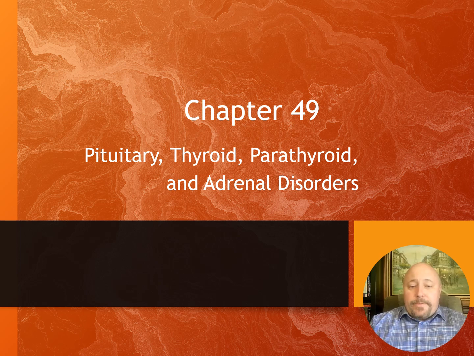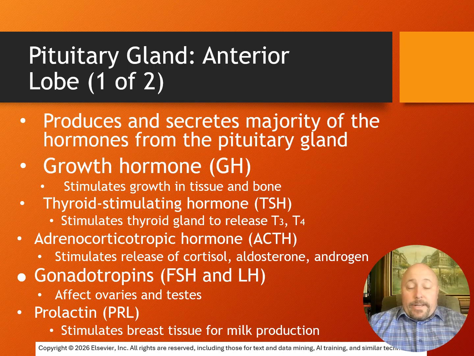Chapter 49: Pituitary, Thyroid, Parathyroid, and Adrenal Disorders. The pituitary gland, located in the anterior lobe. This is where the production and the majority of the hormones from the pituitary gland are secreted. This would include things like growth hormone, thyroid stimulating hormone, adrenocorticotropic hormone, FSH, and luteinizing hormone that you'll no doubt be speaking about much more in your OB modules.